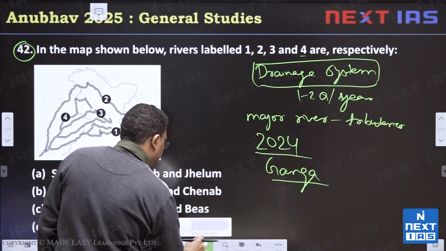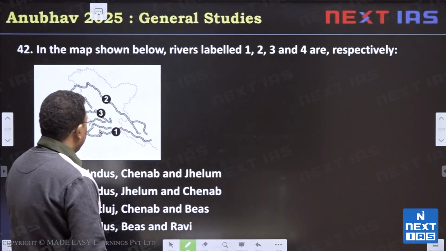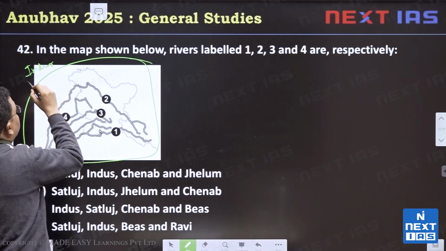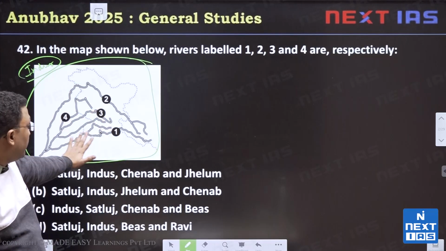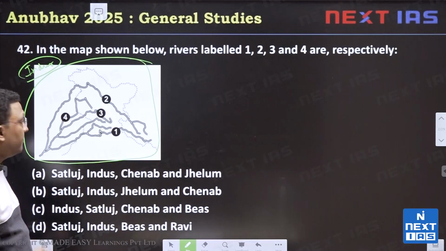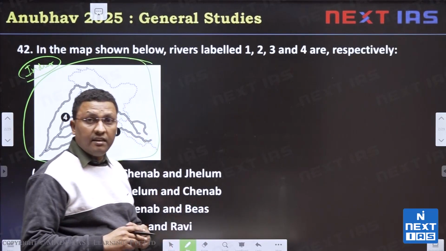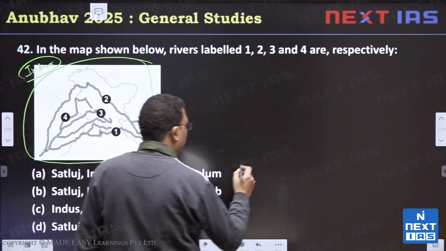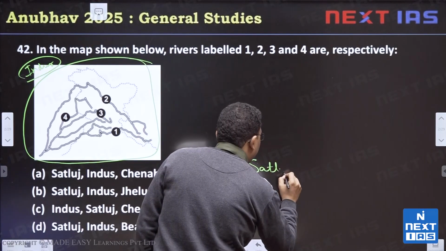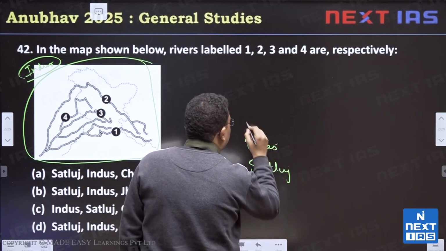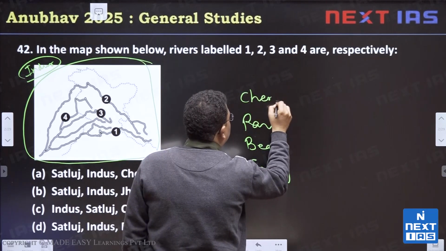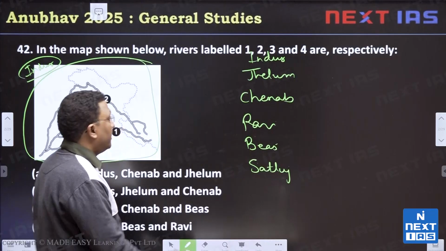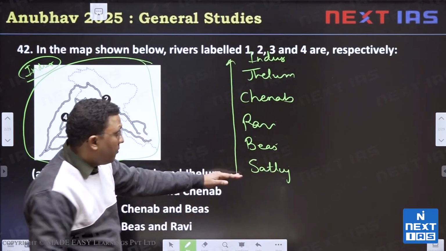Now let's try to solve the question. At the very first glance, one can easily identify that these rivers are basically Indus and its tributaries. They are all located in Jammu, Kashmir and Himachal areas and Punjab areas. If you have read about Indus and its tributaries, you must know the order of these rivers from south to north. The southernmost river among them is Satluj, then comes Beas, then Ravi, then Chenab, then Jhelum, and finally Indus is placed northernmost. So this is the order of Indus and its tributaries from south to north.